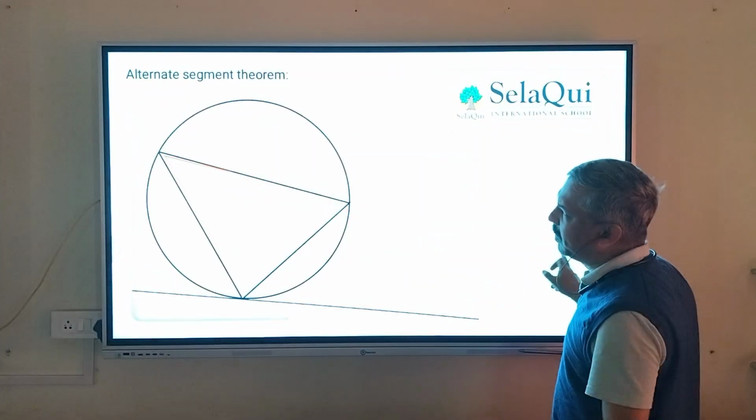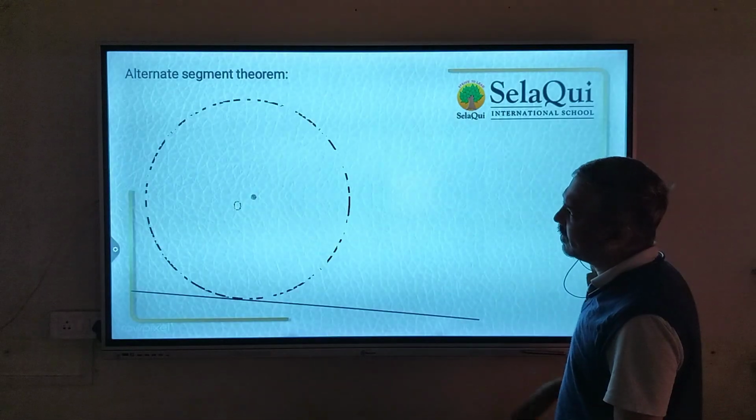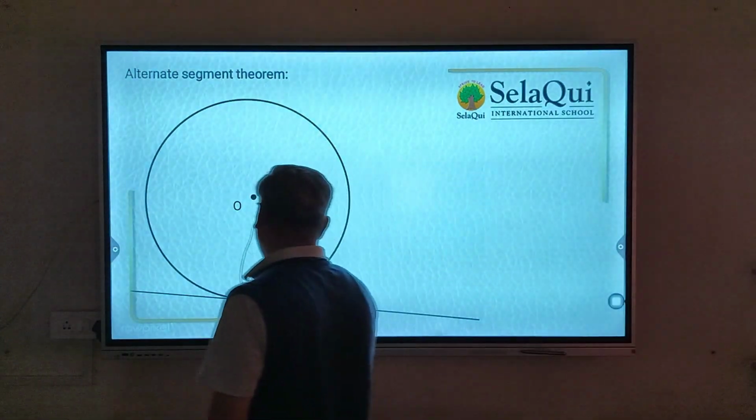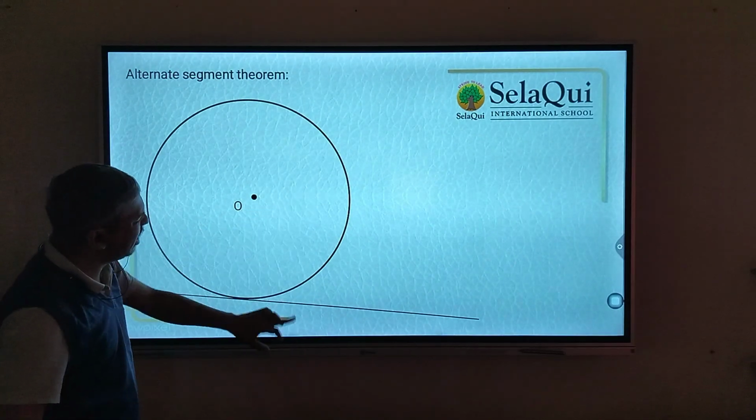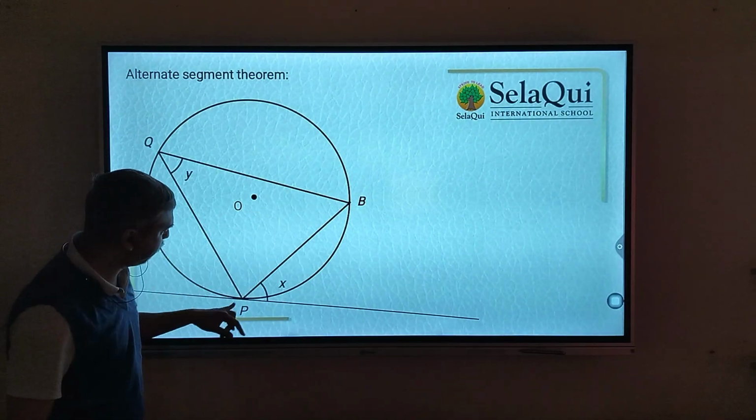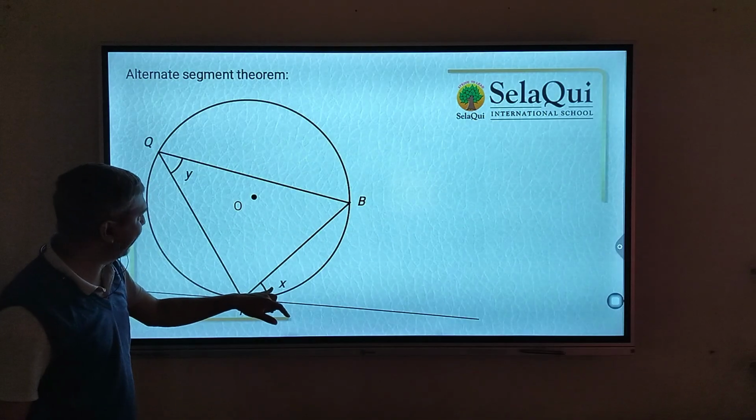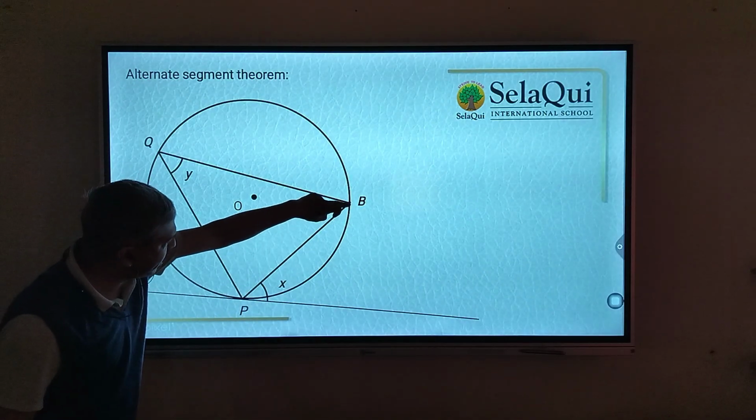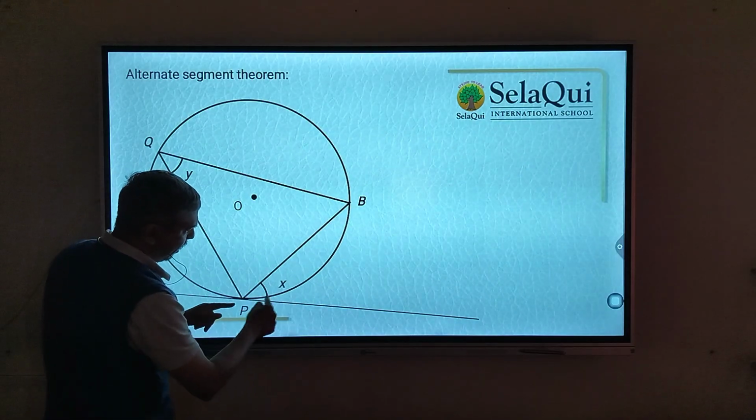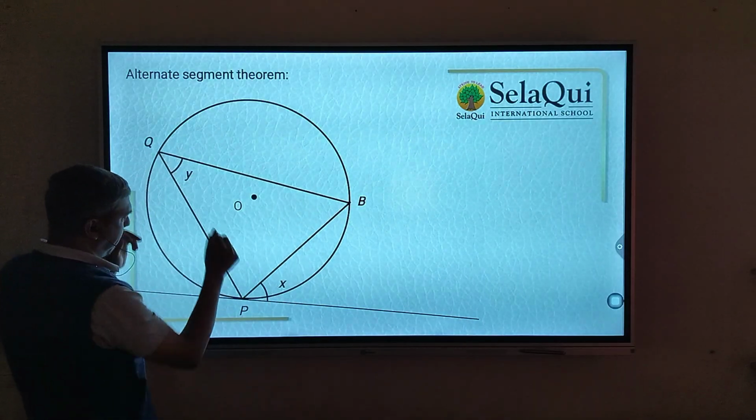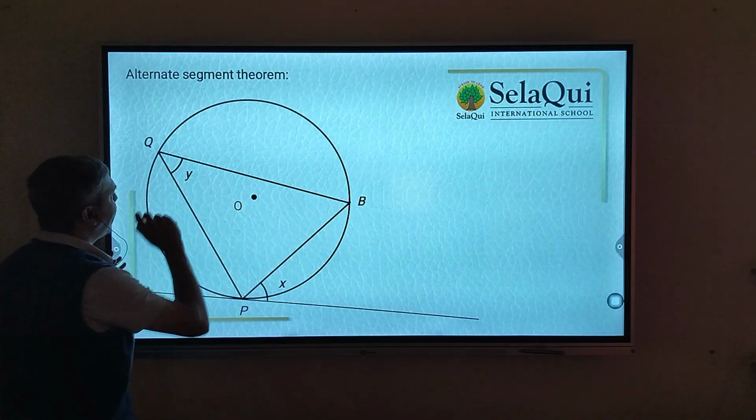But we can prove it as well. How do we prove it? Alternate segment theorem. The point of contact. At the point of contact, we will draw any chord. So we draw this chord PB and it's making an angle of x. From here, B to end point P, this segment is subtending an angle of PQB, and that angle is called Y.